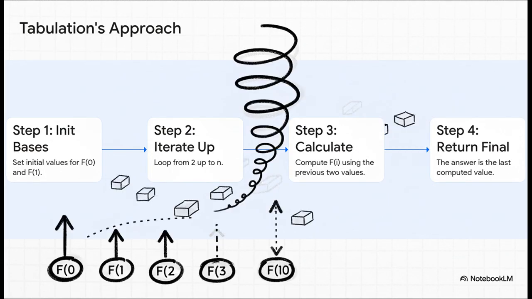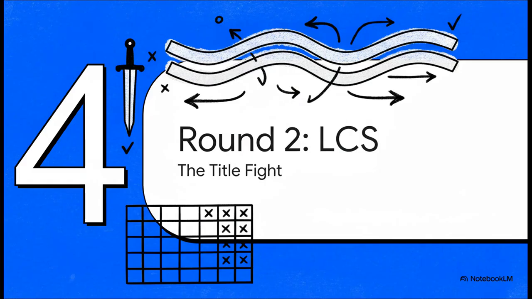And this just shows the difference so perfectly. Tabulation starts at the bottom. It already knows f of 0 and f of 1. So it just says, okay, let's calculate f of 2. Got it. Now f of 3. Got it. It just marches right up the ladder, one step at a time. No recursion in sight.